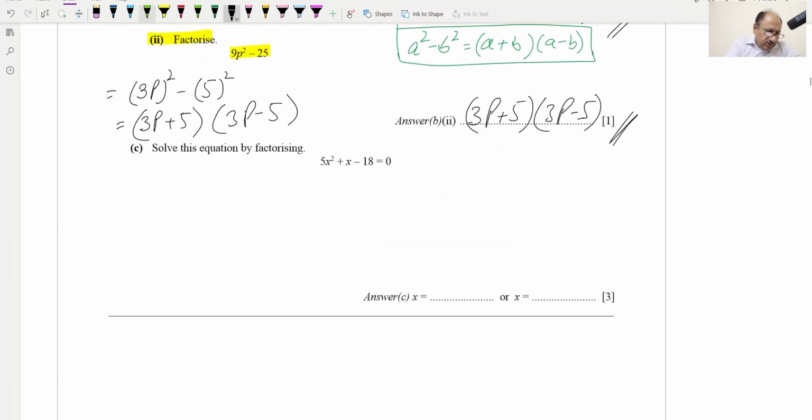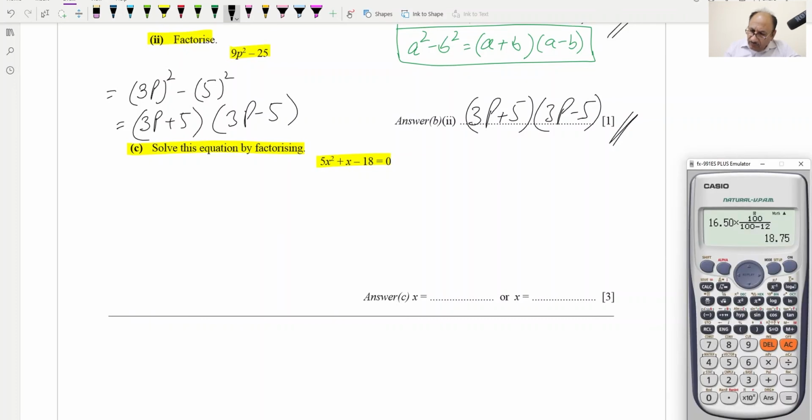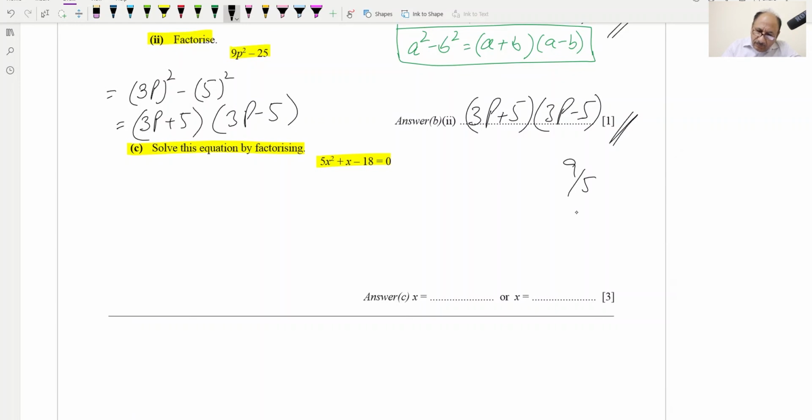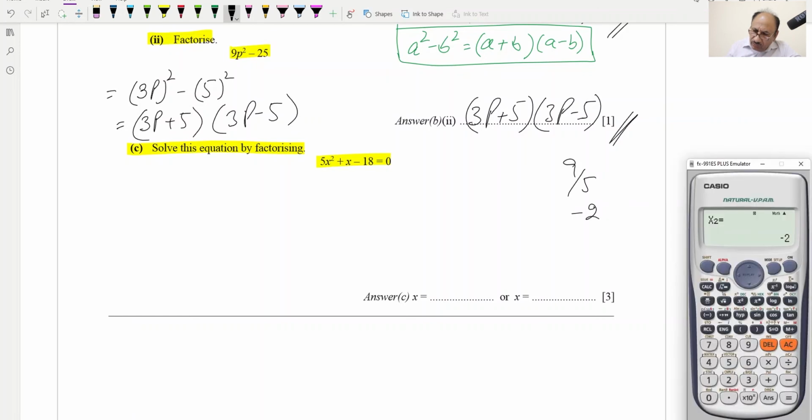Now solve this equation by factorizing, and this is the equation which we have to factorize. Now we can take help from the calculator, mode 5 3. This is how we are solving quadratic equations. The coefficient of x squared is 5 and the coefficient of x is 1, and minus 18 is the constant, and this is equal to 9 by 5 and minus 2. So we got the values 9 by 5 and minus 2. These are the two values which we got with the help of the calculator, this one and this one.